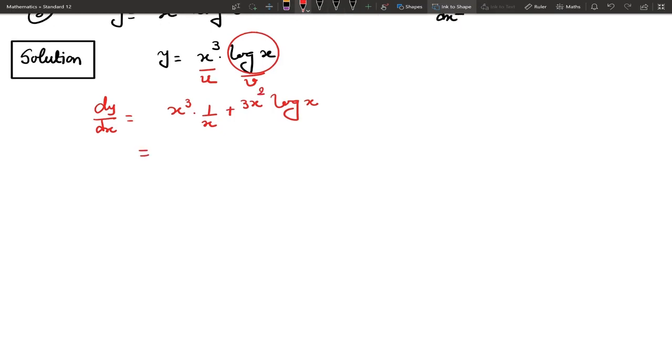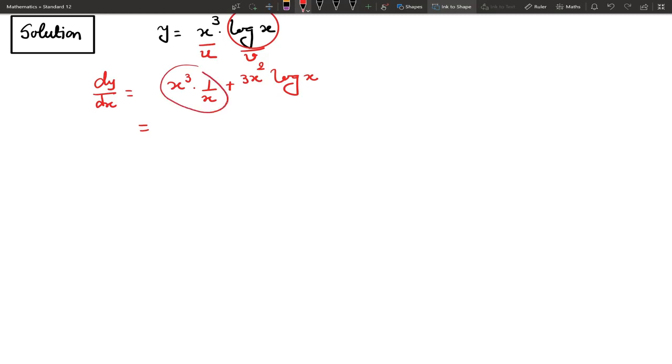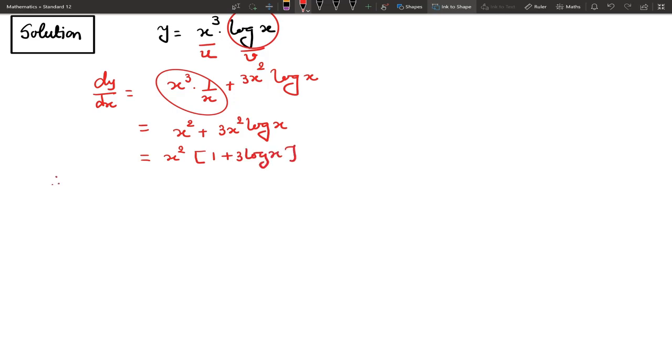So first we simplify this thing, x cube upon x, so it is x square, 3x square log x, x square plus 3x square log x. This is dy by dx. Further simplification is possible. We can take x square common into bracket 1 plus 3 log x.